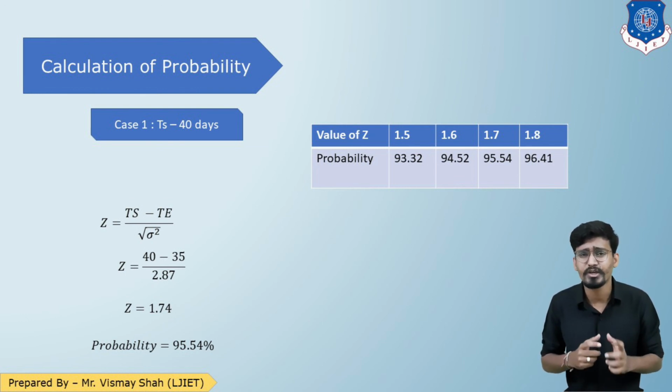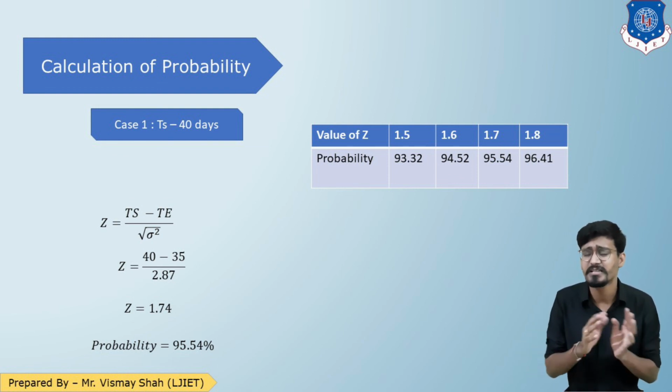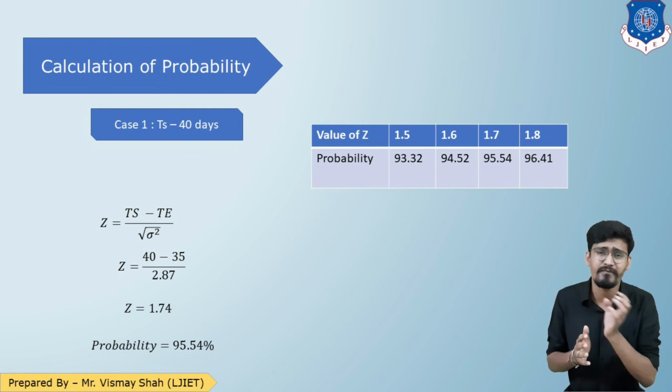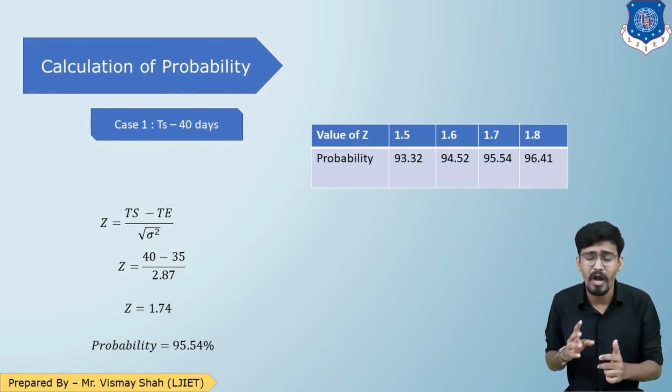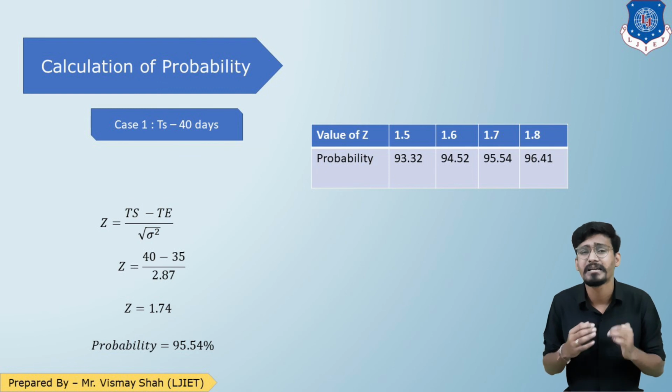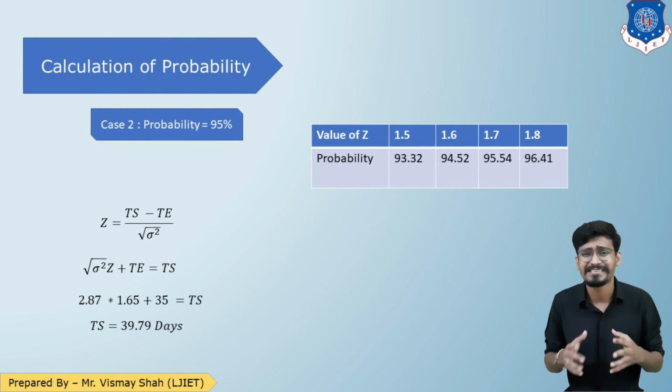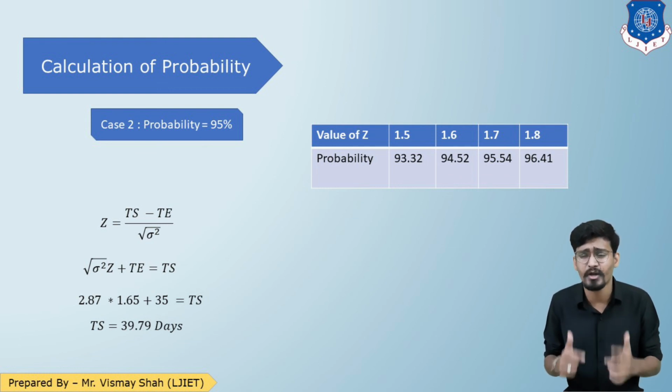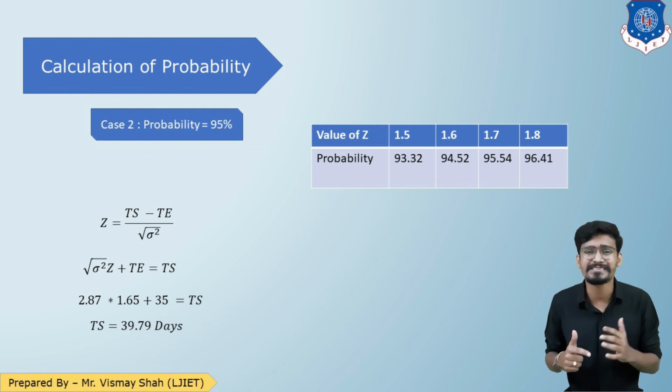Now let us discuss the third question. Students, the third question is, what will be the time if the probability is 95%? In the general scenario, we are given a time and we find the probability. But in this case, we have the probability and we need to find TS. So let us discuss this case. In general we use the formula Z equals TS minus TE upon under root sigma square, but here TS is unknown. So Z into under root sigma square equals TS minus TE. Making TS the subject, TS equals Z into under root sigma square plus TE.